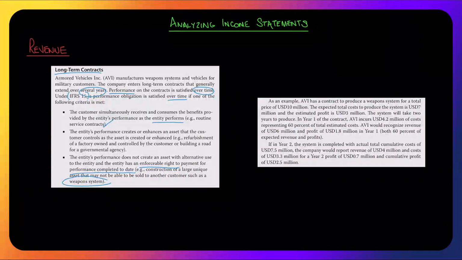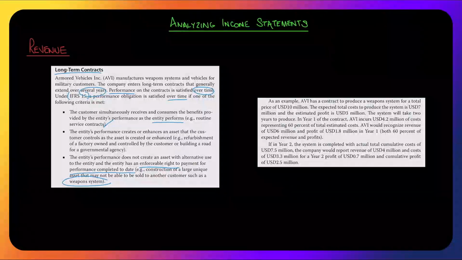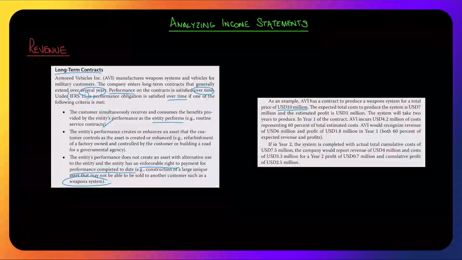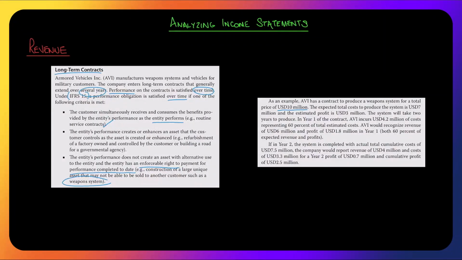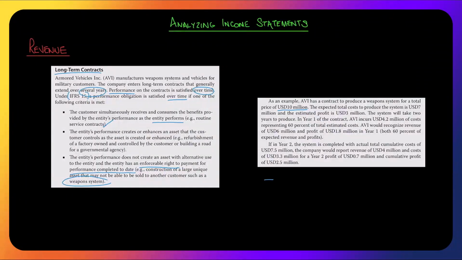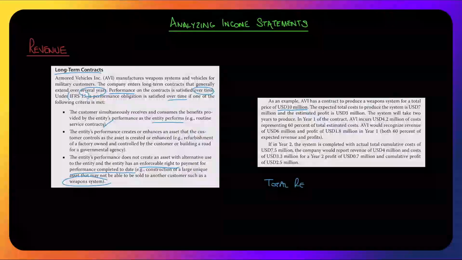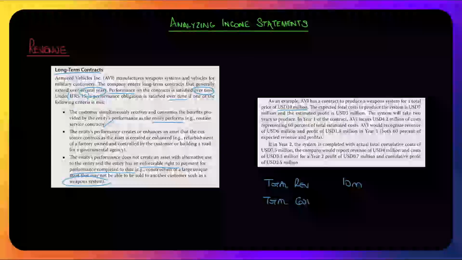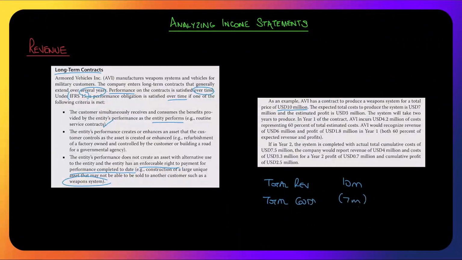So, specific numbers. As an example, a contract to produce a weapon system for a total of 10 million. So there's our total revenue of 10 million. Expected total cost to produce the system, 7 million. So let's note this down. Total revenue is 10 million. Total costs are 7. So we're looking at an expected total profit of 3 million. It will take 2 years to produce.